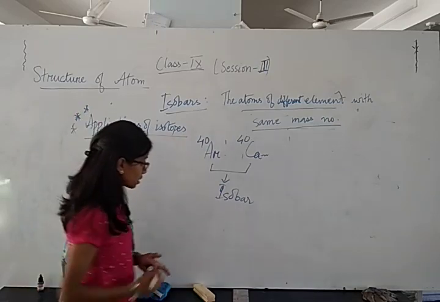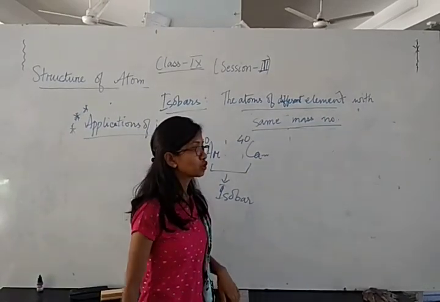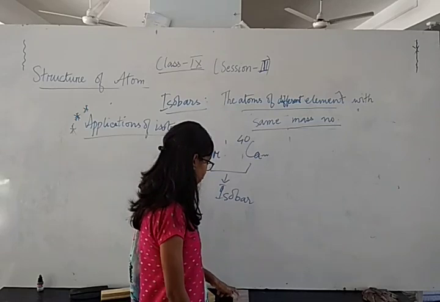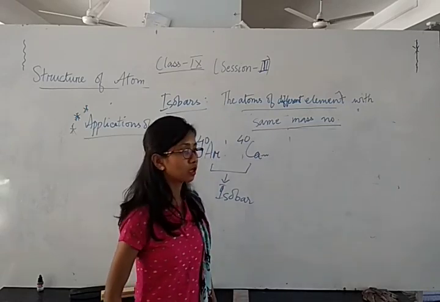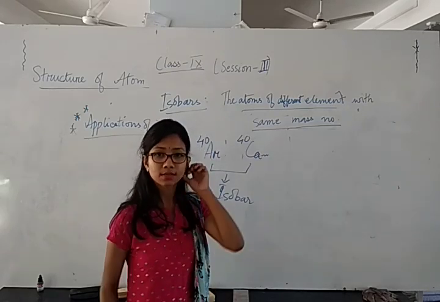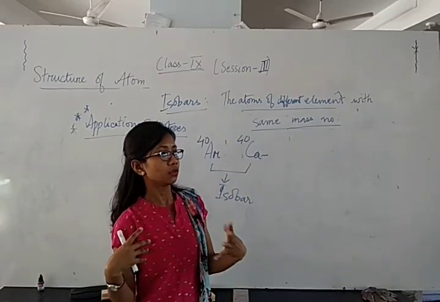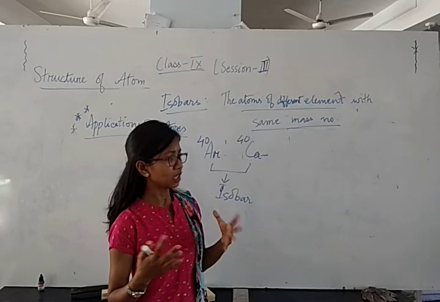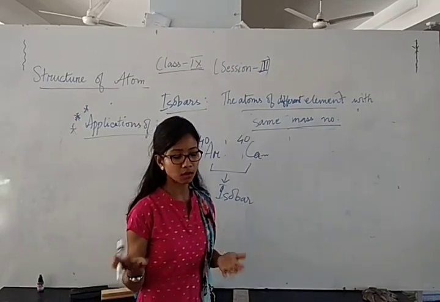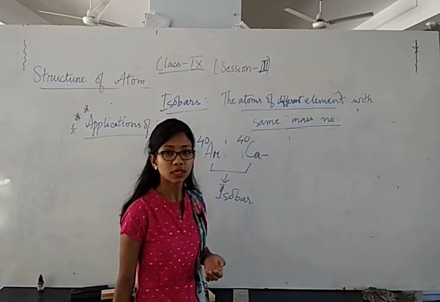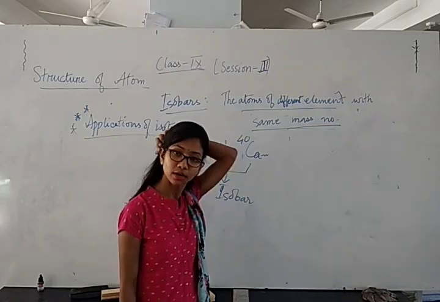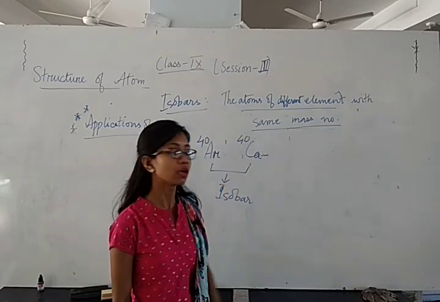Applications of isotopes. You can write it from your book. An isotope of uranium is used as a fuel in the nuclear reactor. That is one example. What are nuclear reactors? Nuclear reactors are the instruments where nuclear activity or nuclear reactions take place. These are known as nuclear reactors.